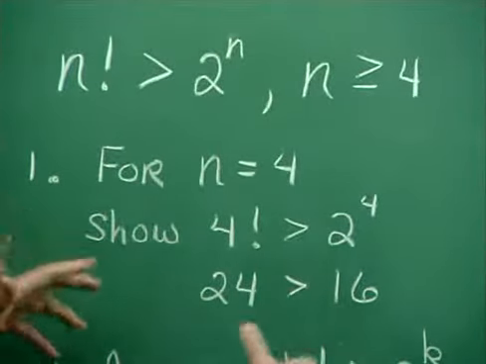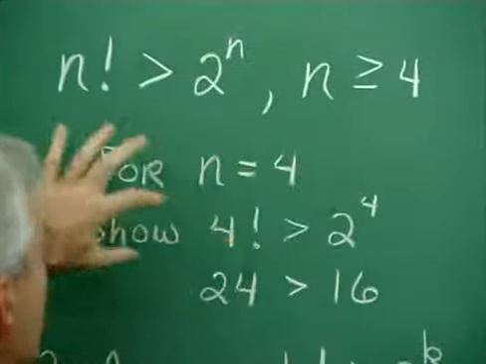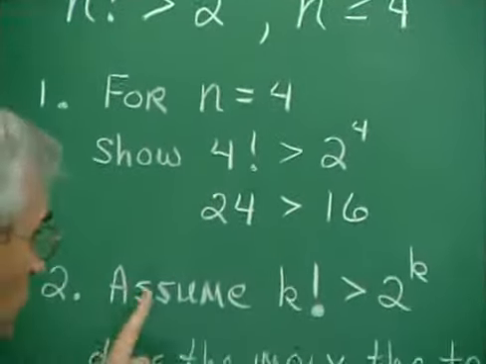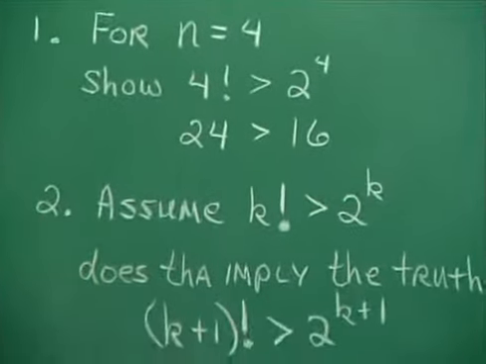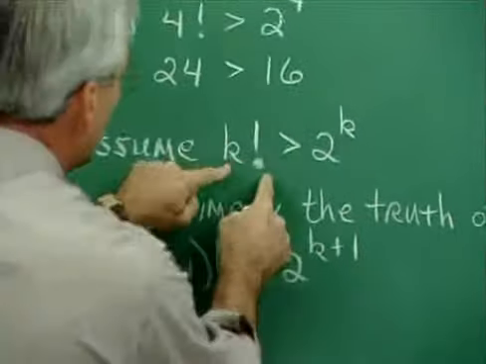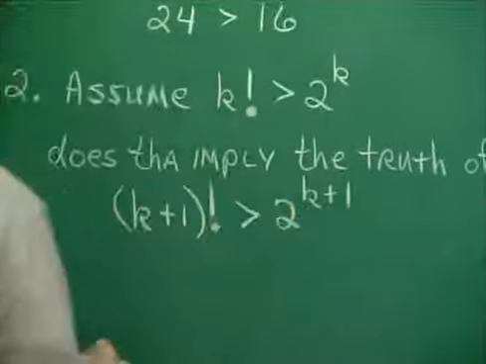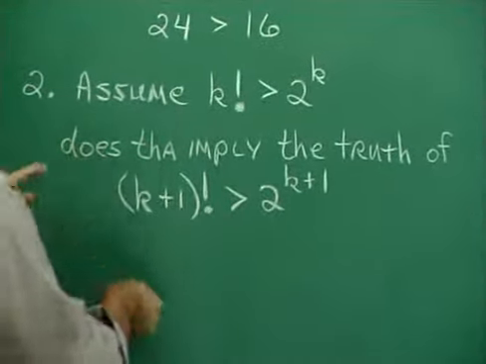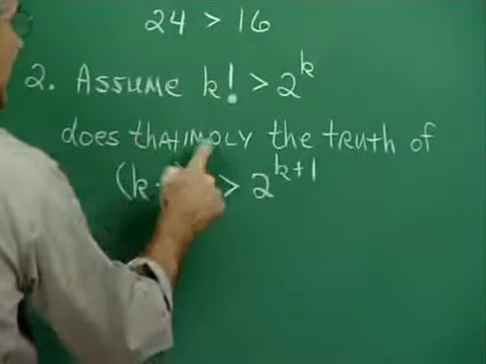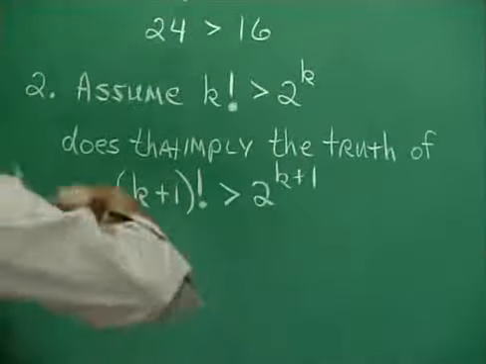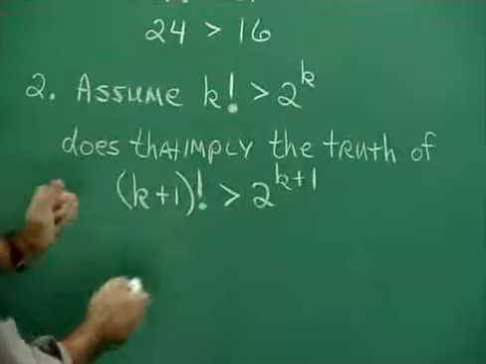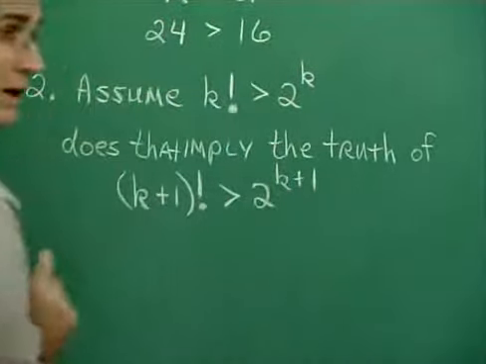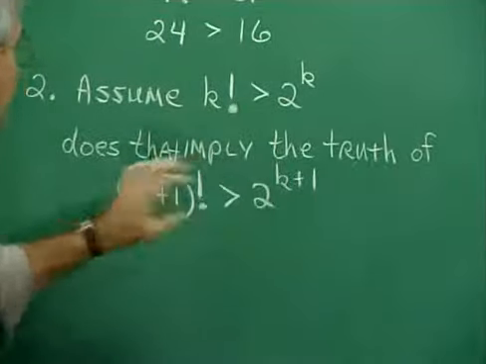So we have shown the conjecture true for the first item in this group of items. Now we want to assume the truth of the kth item, that is, that k factorial is greater than 2 to the k power. And we're asking ourselves, does that imply the truth for the k plus 1th item? The k plus 1th item is: replace k with k plus 1. Does this imply the truth of that?